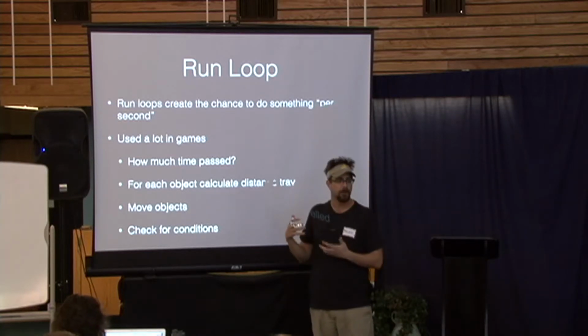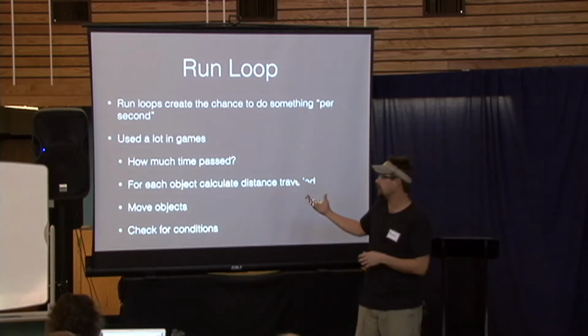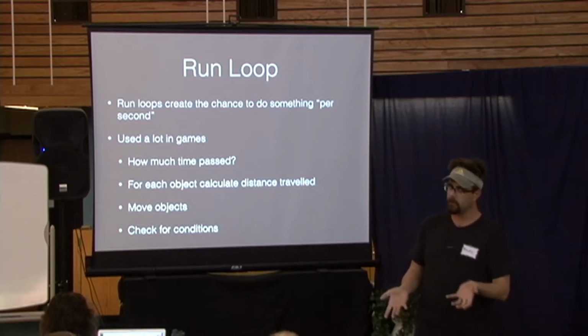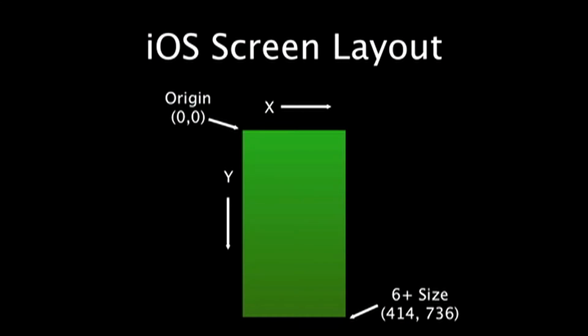So what we need to do inside our little program to get that rocket to go off the top of the screen is to have a run loop. I already wrote the run loop. You just have to fill in the logic, and we'll look at that in a second. So two more slides. This one talks about the screen layout.